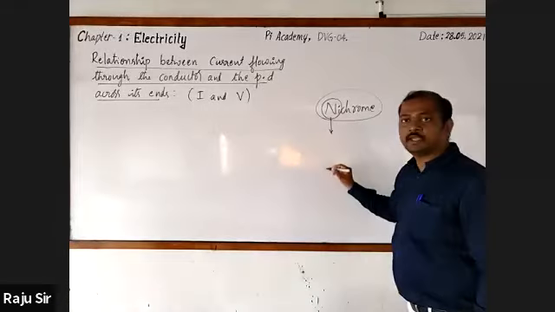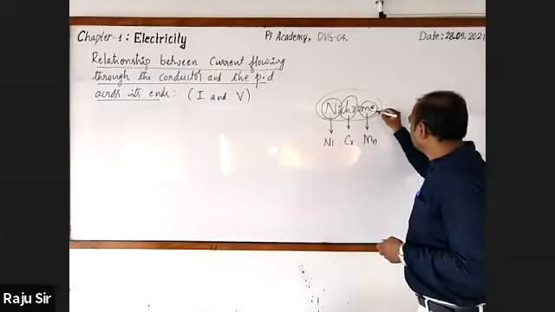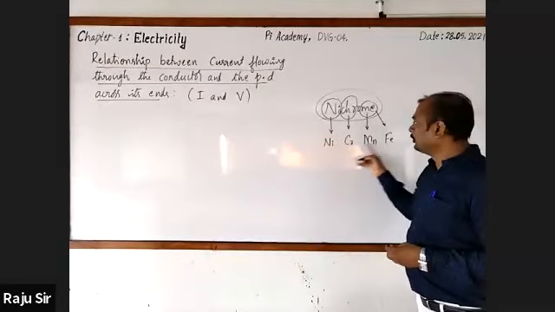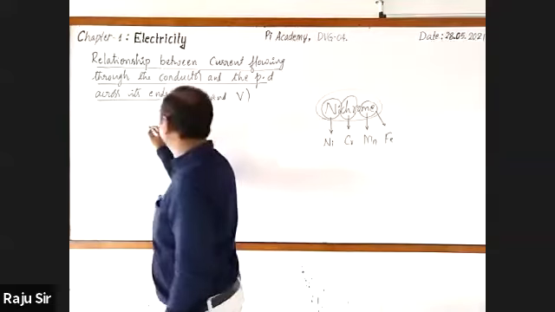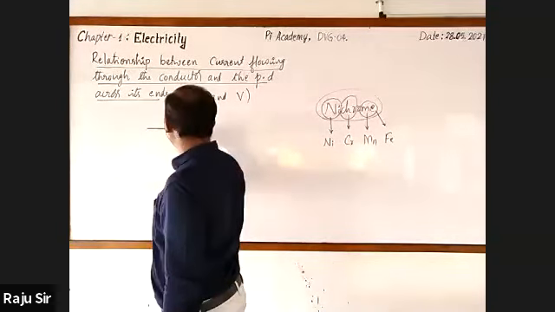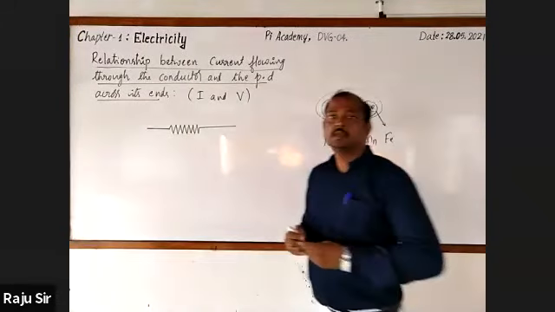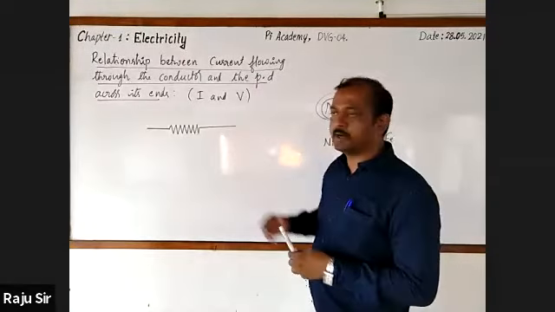Here you can come to know the components of the nichrome filament. Ni is nickel. Next, Cr is chromium. Mn is manganese. Along with that, one more metal, that is iron. Nichrome is a homogeneous mixture of nickel, chromium, manganese, and iron. It has a property to oppose the flow of electrons, which is called electric resistance, that we will come across later. So this is nichrome.